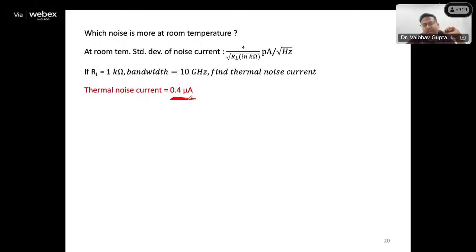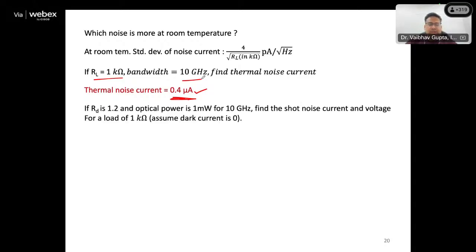We are just trying to get an overview of how much it is, and then later I will make an analogy with this. But for the time being, let's just find out how much the thermal noise current is. That is roughly 0.4 microampere, for a load resistance of 1 kilo ohm and bandwidth of 10 gigahertz.